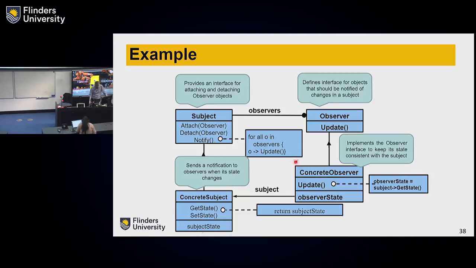So whenever the update method of an observer is called, what is coded in that observer? It has access to the subject object, and it will call the get state method of the subject. This method of the subject returns the current state, and the observer will update itself with that current state. So this is how the observer pattern works.